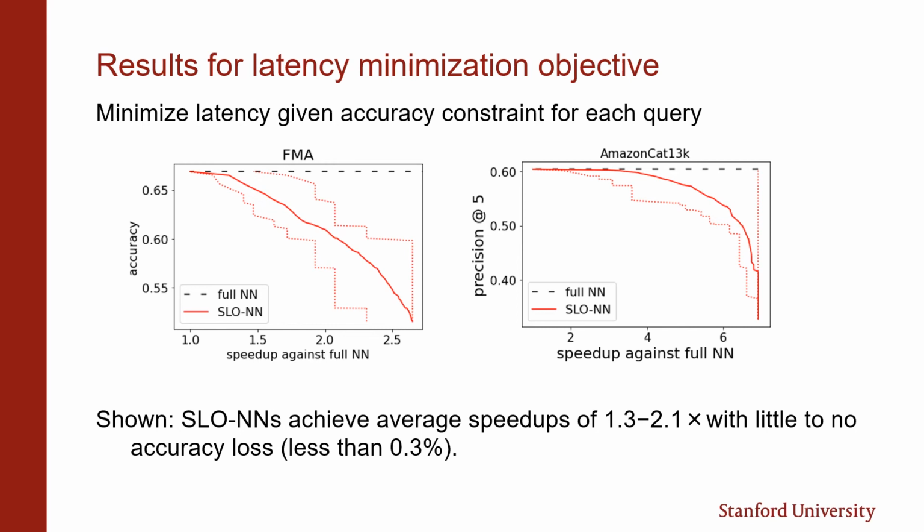What we can see from this plot is that for these two datasets, SLONNs achieve average speedups of up to 1.3 to 2.1x with little to no accuracy loss. Further, we can observe that they're able to serve a range of accuracy and latencies with one model.